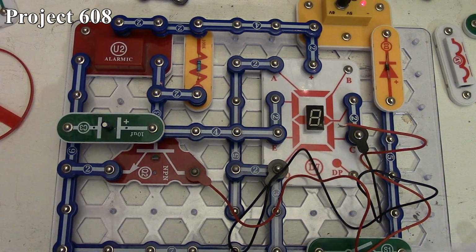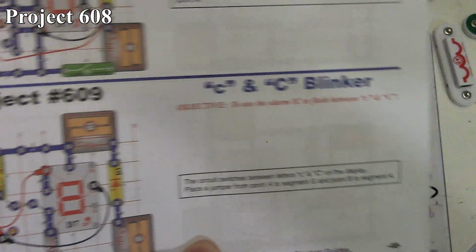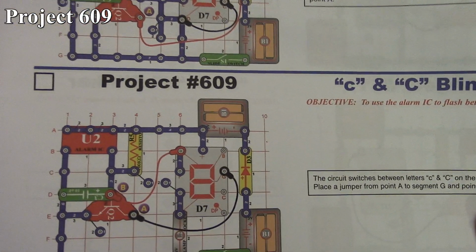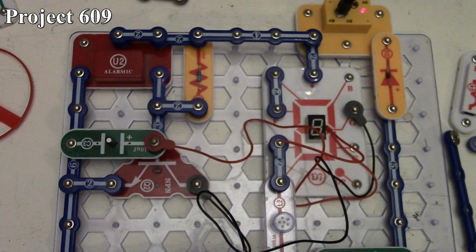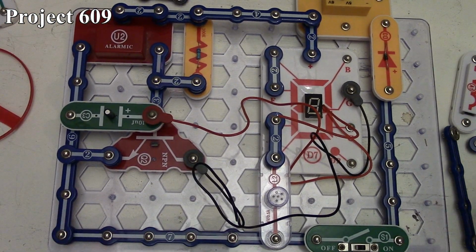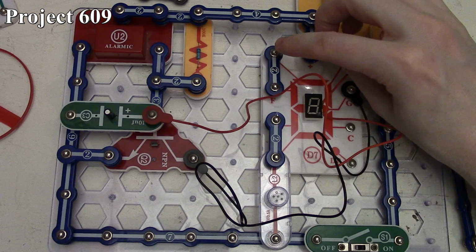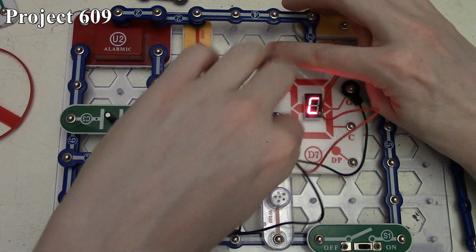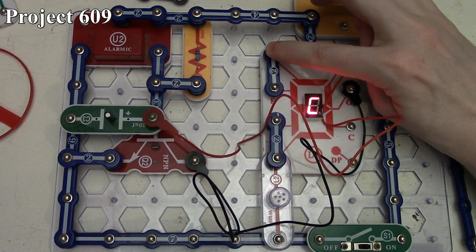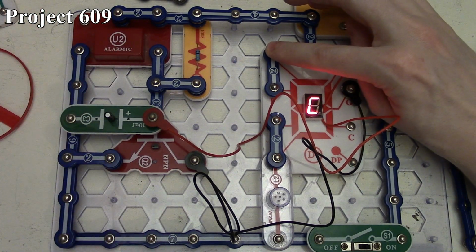So that's Project 608. So now Project 609, we're going to do lowercase c and uppercase C blinker. So here we are, Project 609, the lowercase and uppercase C blinker. There it is in the book, and here it is on our board. And as usual, we just change connections around on our 7-segment LED so that when we power the circuit up, it now alternates between an uppercase C and a lowercase c, again as our alarm IC turns on and off our NPN transistor there.